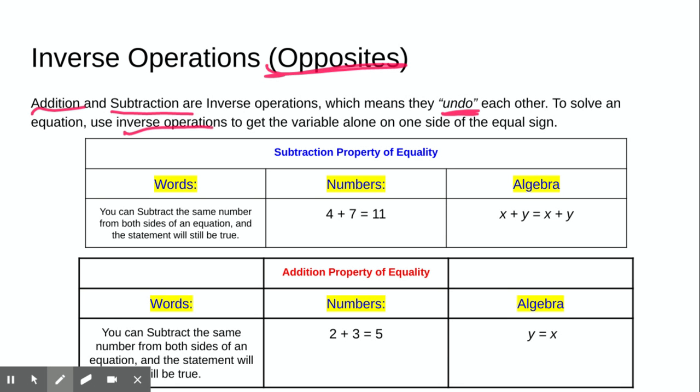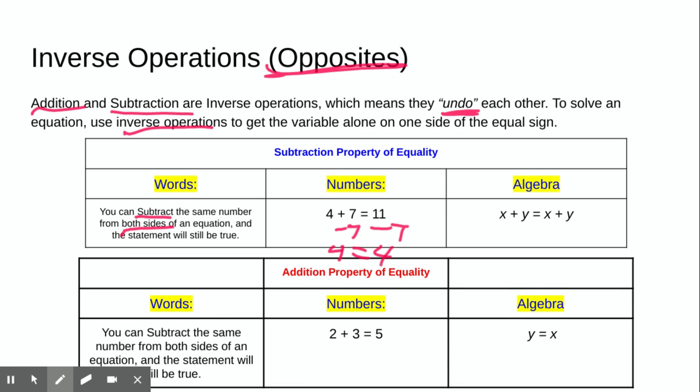So for example here, we can subtract the same number from both sides of the equation and the statement will still be true. So right here we have 4 plus 7 is equal to 11, and 4 plus 7 is 11. So 11 is equal to 11. That is a correct statement right now. So for example, if I were to subtract 7 from both sides, we would get 4 is equal to 4.